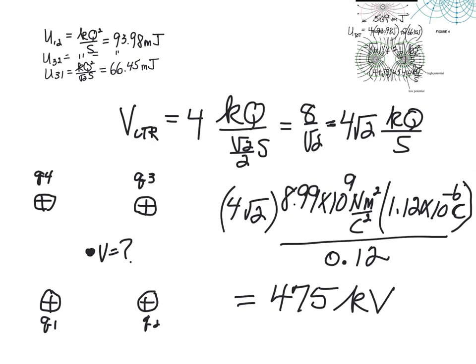And now if we do the calculation, we have the coefficient times the K times the Q, and notice we have 10 to the 9th, and the charge is microcoulomb, so it's 10 to the minus 6. So we automatically end up with 10 to the 3rd, which will be kilovolts. So when I multiply this out, I get 475. For this charge, I get 475 kilovolts.